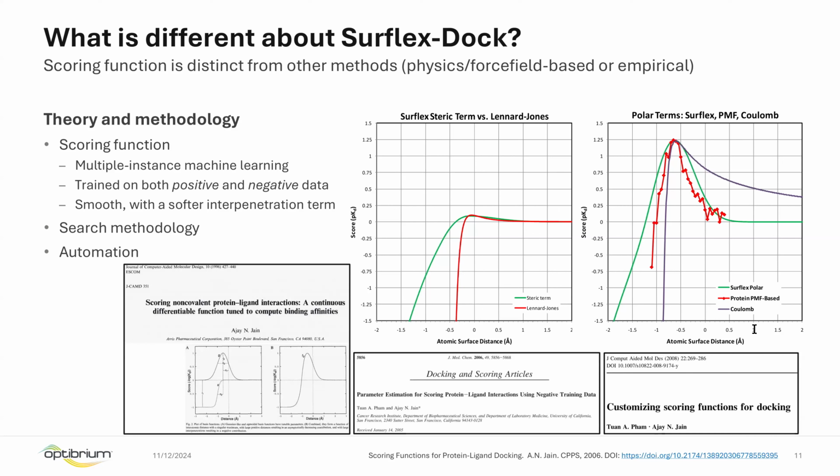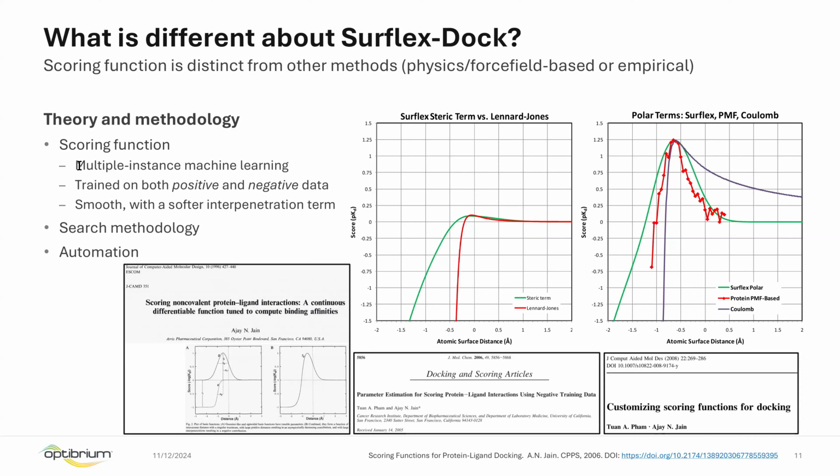I hate to beat my own chest here, but there's a review that I spent a lot of time on back in 2006 that goes through a number of the different empirical and physics-based scoring functions and compares and contrasts how they are formulated, how they're parameterized, and so we encourage people to look at that paper. So the scoring function is completely different.